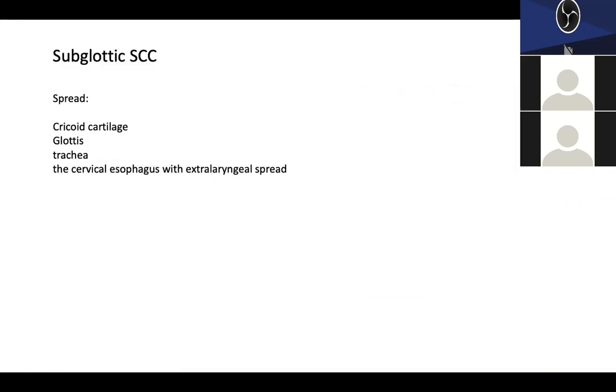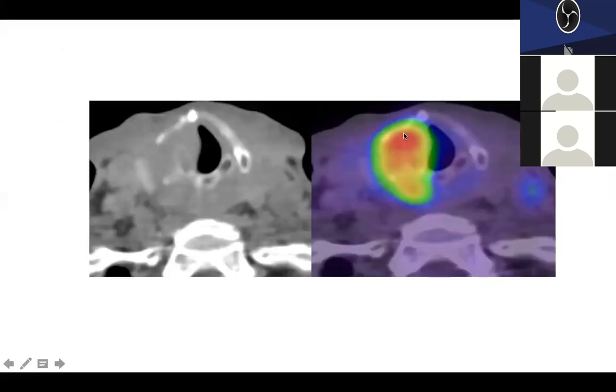Now, subglottis is the rarest of all the laryngeal subtypes. Since it presents late, as the patients are usually not symptomatic earlier, they usually present with gross infiltration of surrounding areas. That means it might show tracheal erosion, cricoid cartilage erosion, or extension into the glottis. So here the probable epicenter is in the subglottis. You can see the cricoid is eroded, there is extralaryngeal spread, and the thyroid is also eroded.